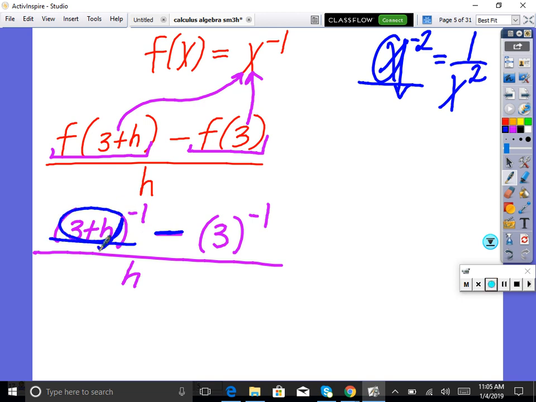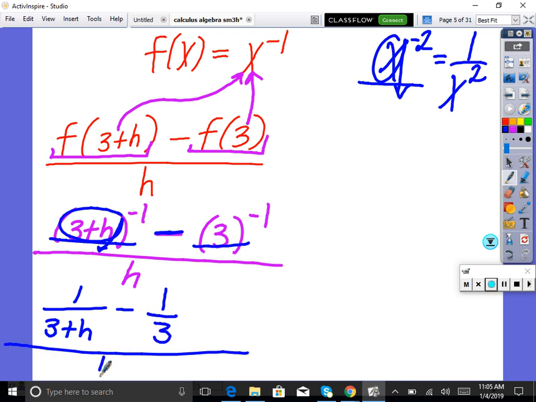So you take that right here. So that would be 1 over 3 plus h, do you guys see? Minus, flip this over itself, 1 over 3, all over h. Do you guys see the difference? Very important algebra knowledge there. Continue to simplify that. Go. Did you guys get it?